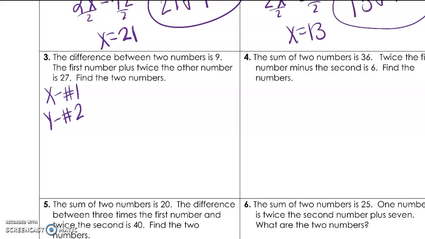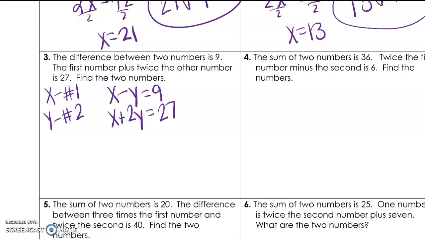So the difference is 9. That one we can set up the same. x minus y is equal to 9. Then it says the first number plus twice the other number. So my first number is x plus twice, so 2 times my second number of y is 27. So that's why it's helpful for me to have my x and my y off to the side.